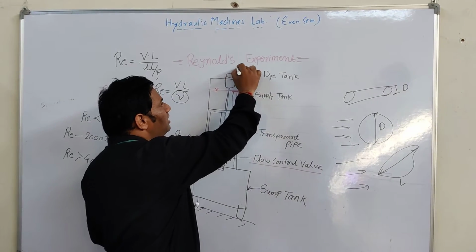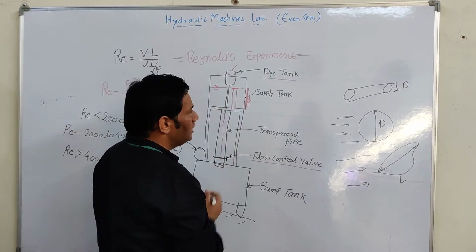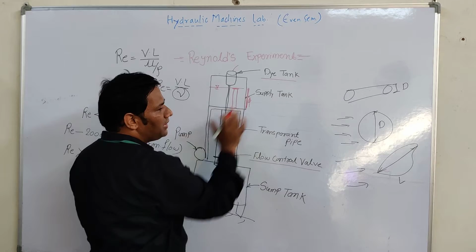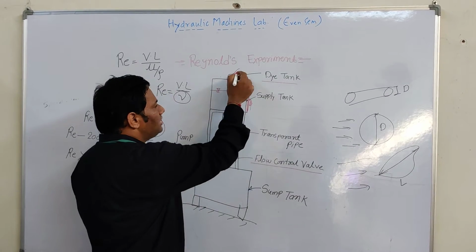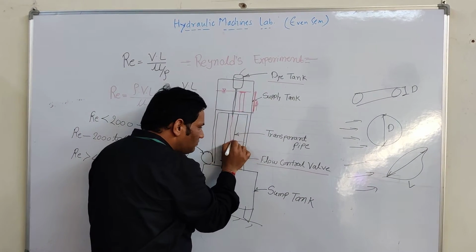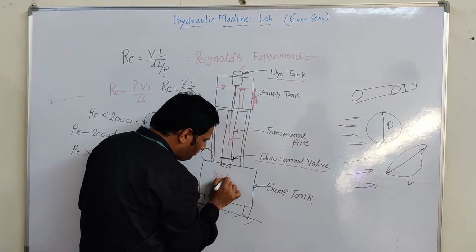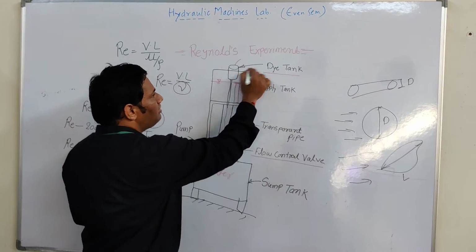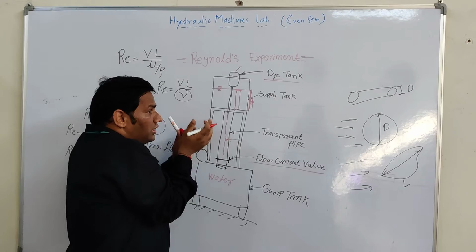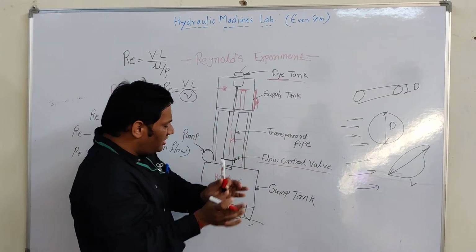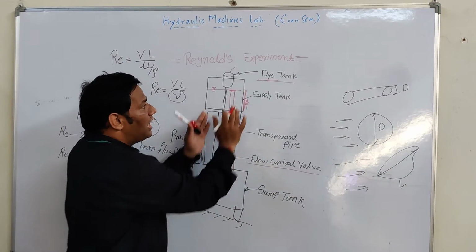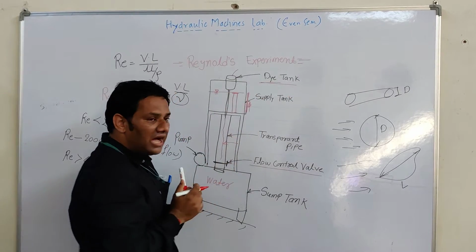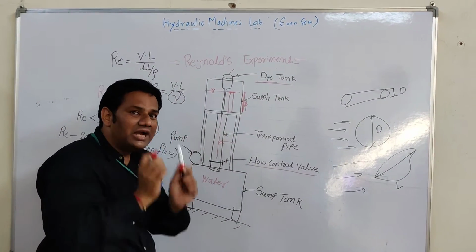Here this is our dye tank. This dye tank is connected with our supply tank. In this case we have water, this is our water, and here we have one dye. In this case the specific gravity of water and the specific gravity of dye are exactly equal.